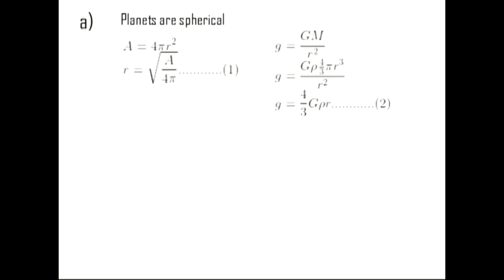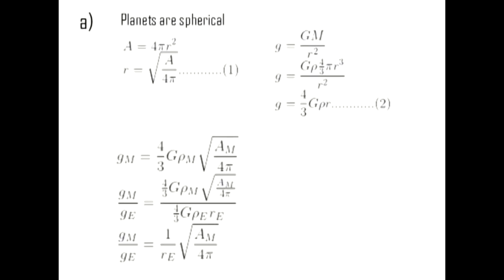Now we substitute the radius from equation 1 into equation 2, which gives us that the gravity of the surface of Mongoliearth is equal to 4 over 3 times the gravitational constant times its density times its radius, which is the square root of A over 4 pi. Now we must divide it by the gravity of the Earth to find it in terms of g.